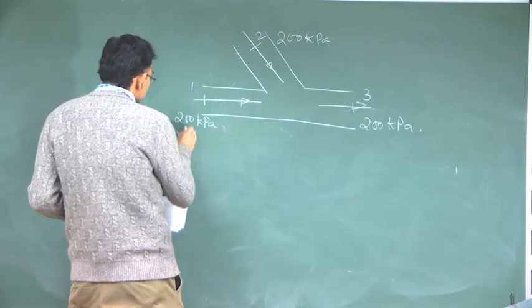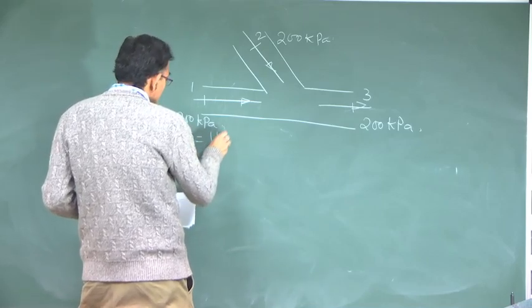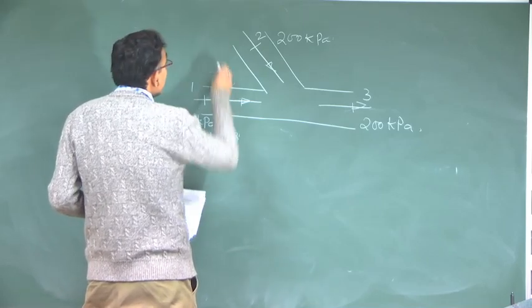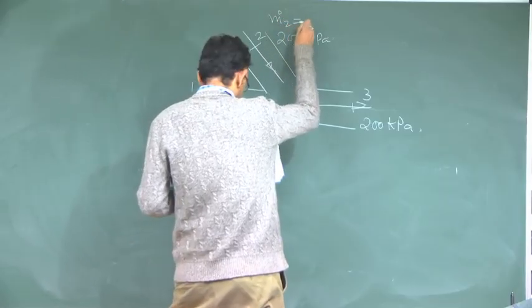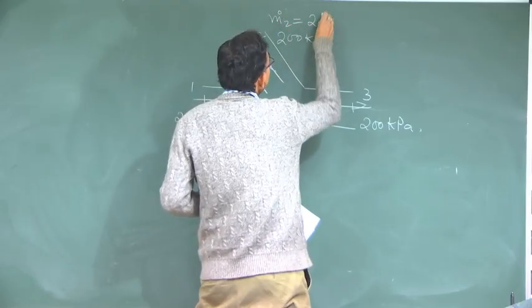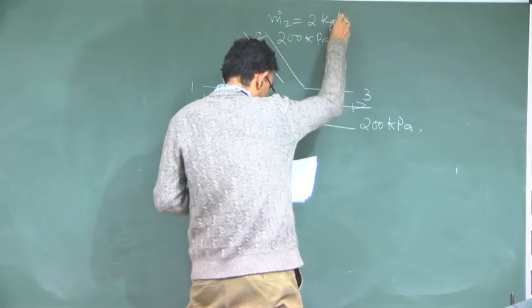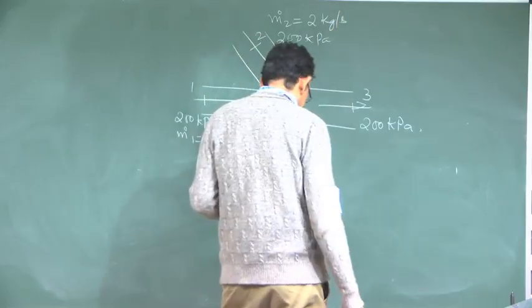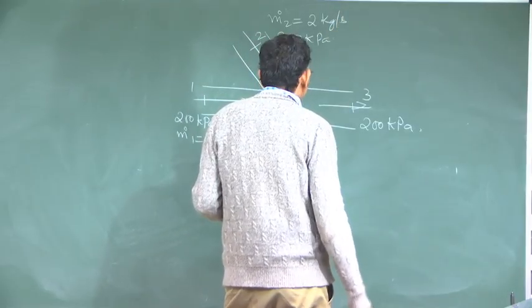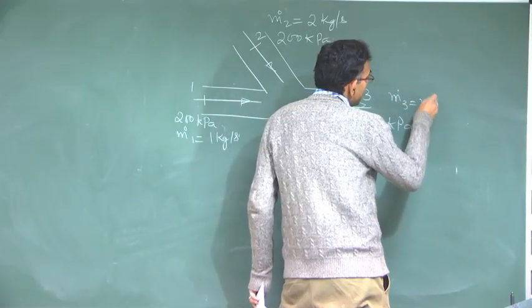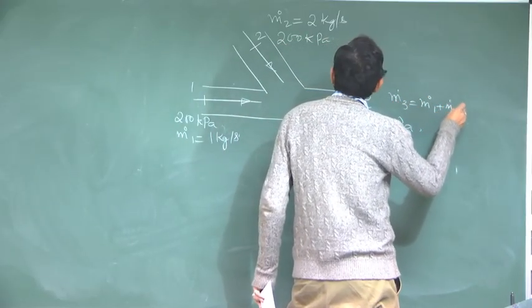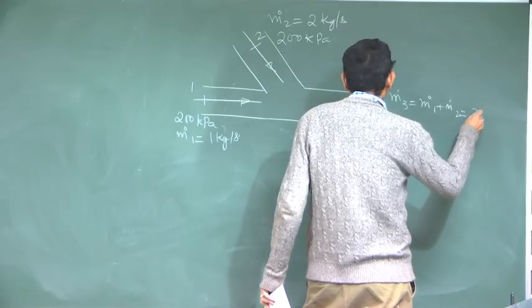m dot 1 is 1 kg per second, m dot 2 is 2 kg per second, so m dot 3, just by mass balance, is equal to m dot 1 plus m dot 2. So, that is 3 kg per second.